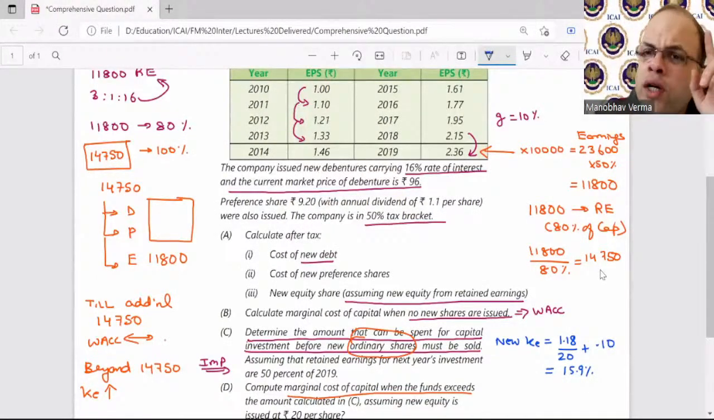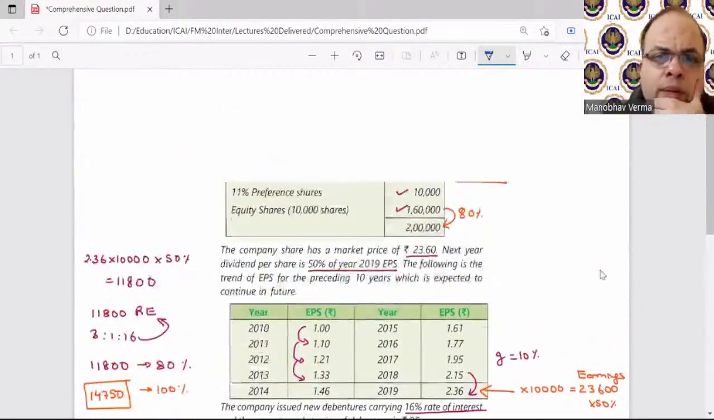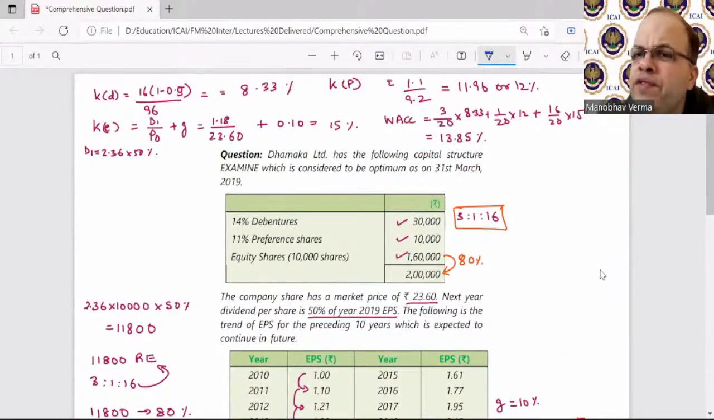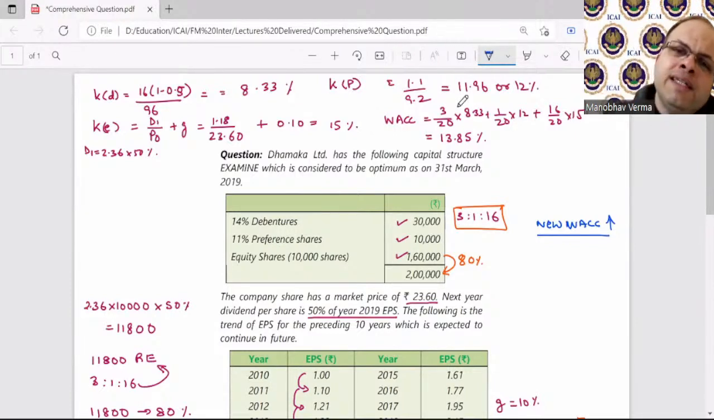So the new cost of equity, someone said 15.9%, Pooja said. Guys, can you just double check? Is it 15.9? I think she's right. So it seems to be 15.9%. Now look at my older cost of equity, by the way. My older cost of equity was 15%. Now it is 15.9. So without even calculating, with a naked eye, I can say that the new WACC will definitely be more. New WACC will be more than 13.85, because I am raising new capital now.